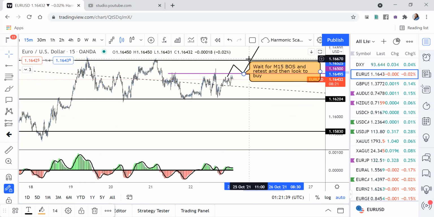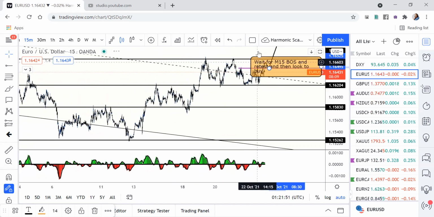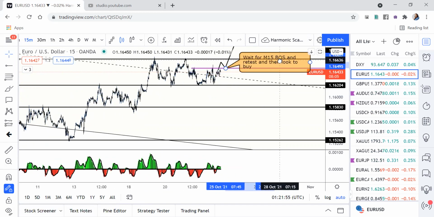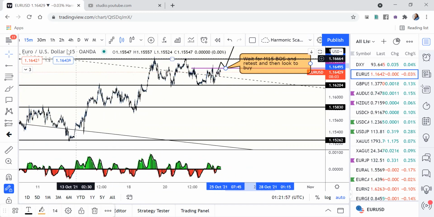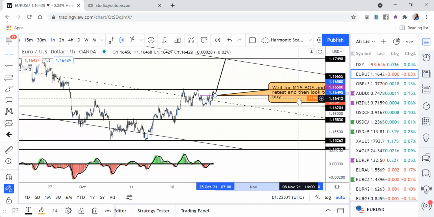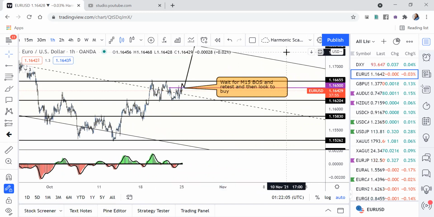Watch price here at 116,655. Once we get a clear break of this 1 hour structure, then we can look to take EU all the way up. Okay, so that's your first setup for the week.